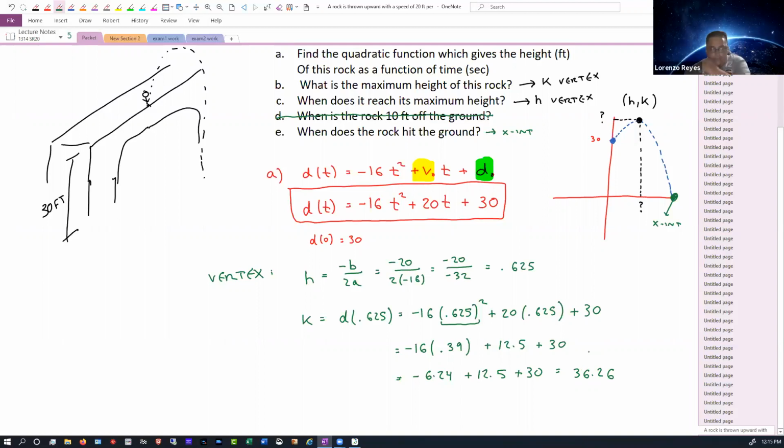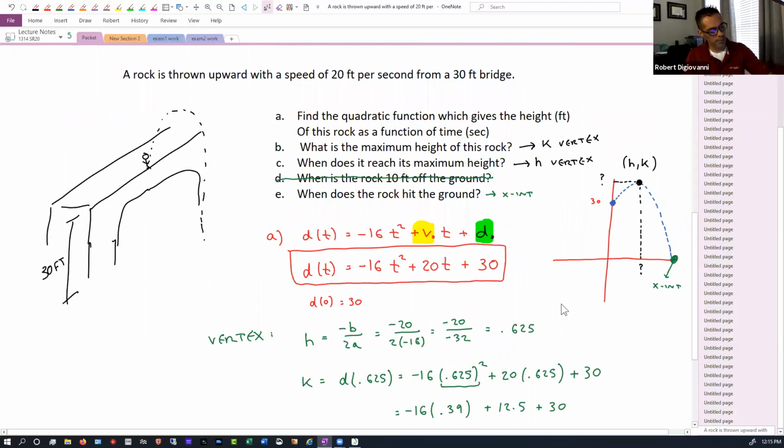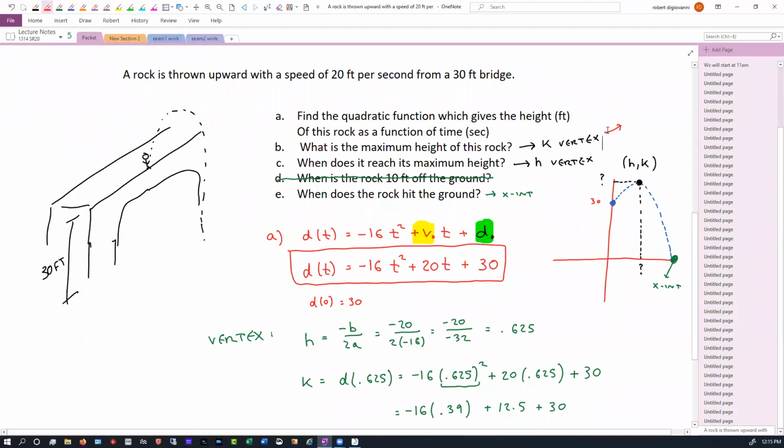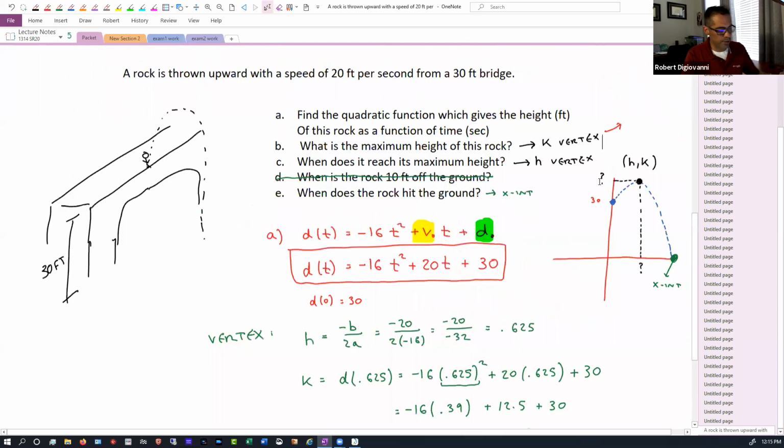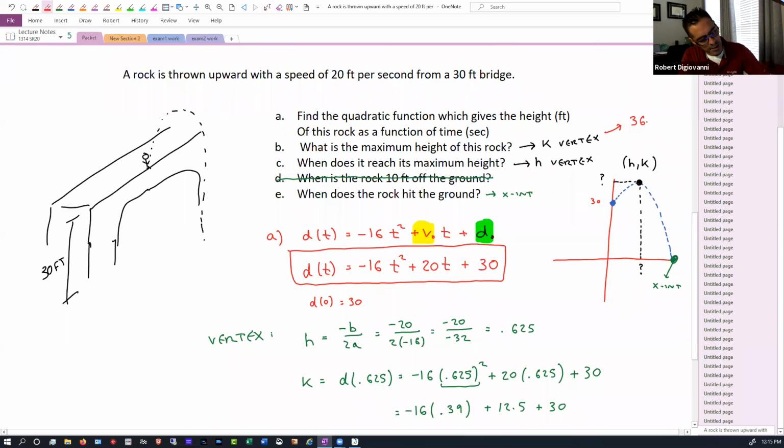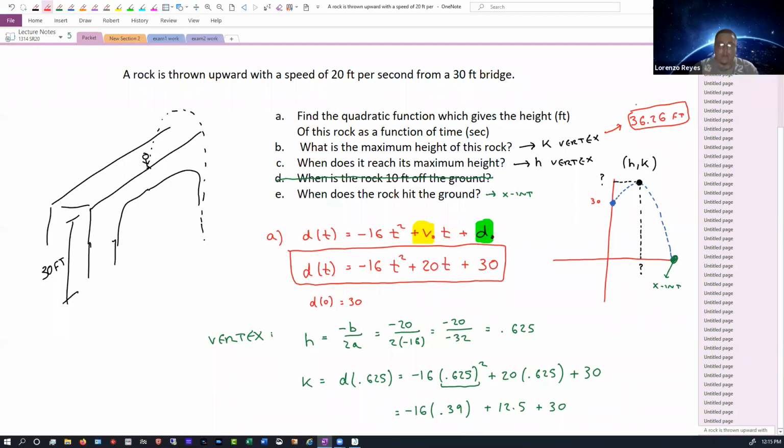Yeah. Okay, so let's answer B. What is the maximum height of this rock? 36.26 feet. That's it. So the ball really only went up how much? How many feet did it go up from where the person threw it? It only went 6.6 feet up, and then it started coming back down, right?